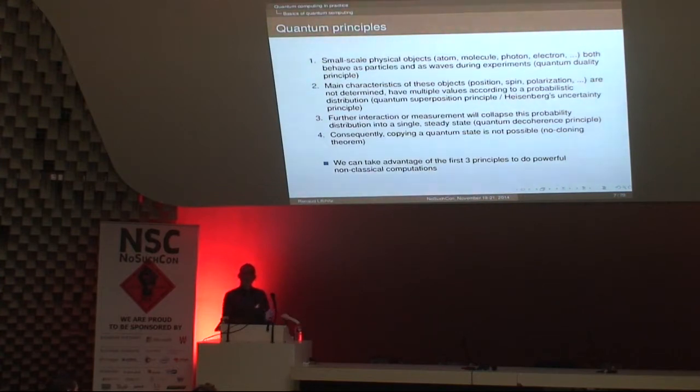This is called the quantum decoherence. Observing something will break the coherence. The consequence is that cloning a quantum state is not possible, because if you want to clone, you need to observe it to reproduce it. But viewing something will break the coherence and fix the measures. So it's not possible to copy a quantum state. This is called the no-cloning theorem. This is not an advantage when you want to compute something, so this is the only drawback. But the first three principles will be useful to build quantum computers.